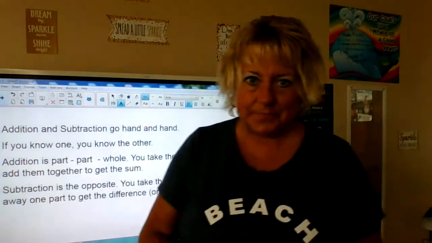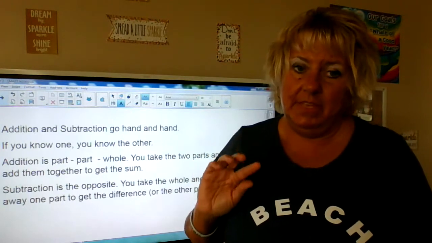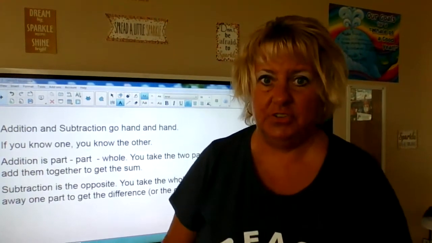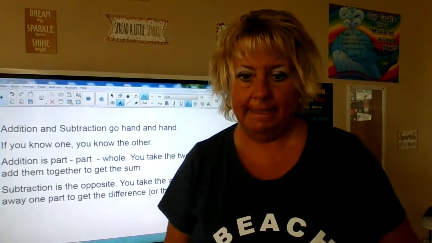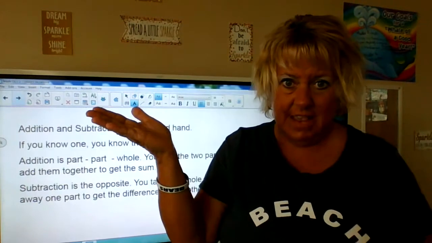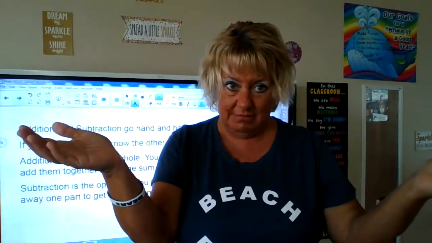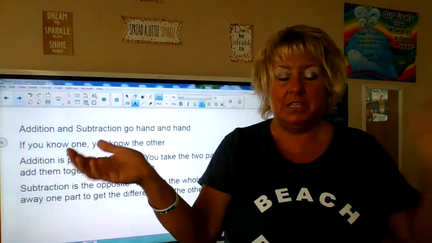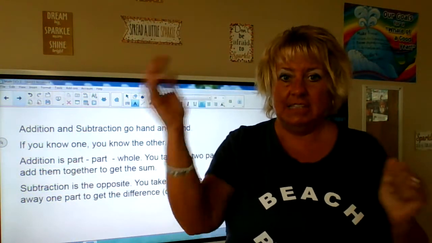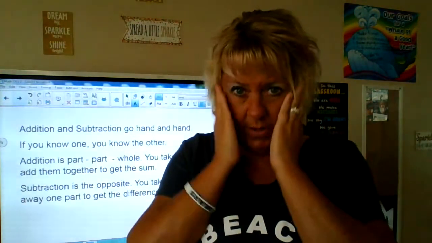Okay, so we have been learning about addition in the beginning of the year, and now we've kind of switched over to subtraction, right? So addition and subtraction go hand in hand. If you know addition, you know subtraction. If you know one, you know the other. Addition and subtraction are related.